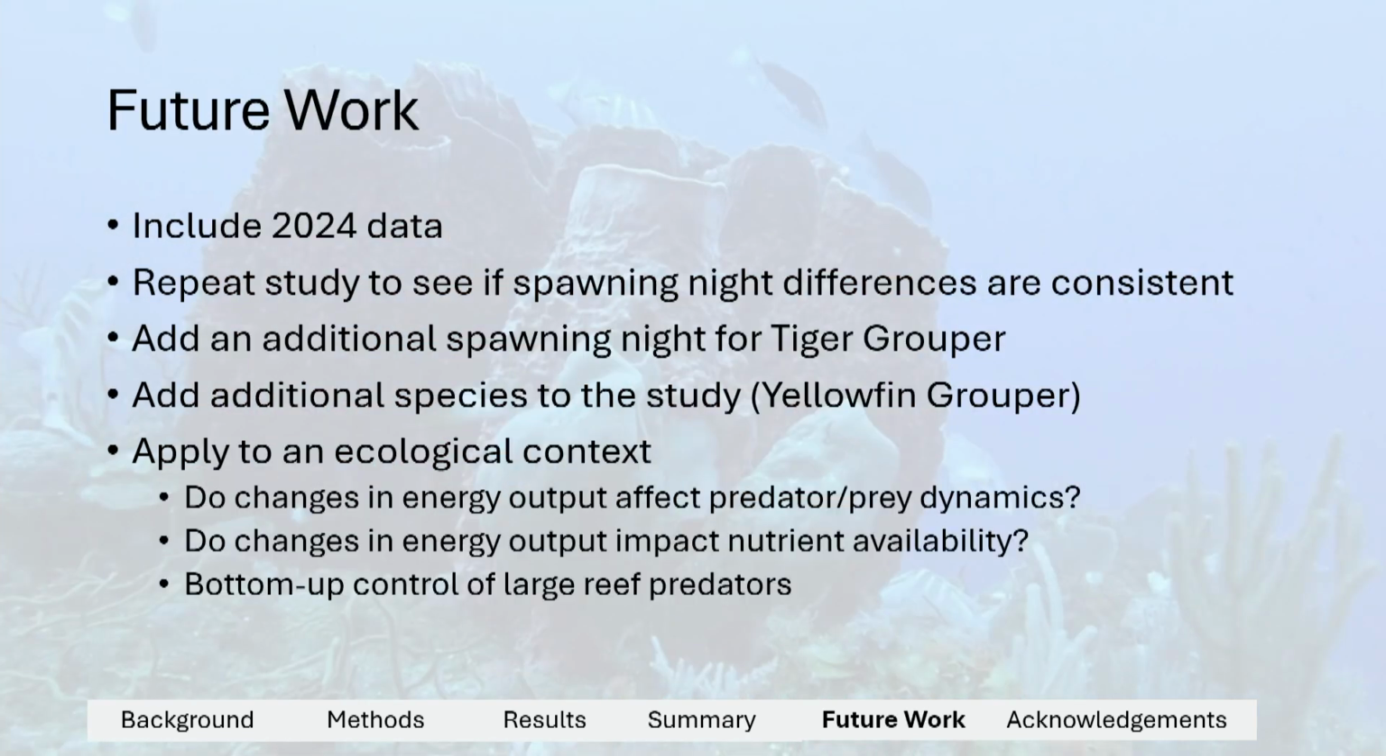And in future work, I would like to incorporate some of the 2024 data we just received, and repeat the study to see if spawning night differences are consistent or if that was just in the year 2023. Add an additional spawning night for tiger grouper and also additional species. This is a multi-species aggregation site. Yellowfin grouper is another commonly studied species in this area. And then apply this work to more of an ecological context.